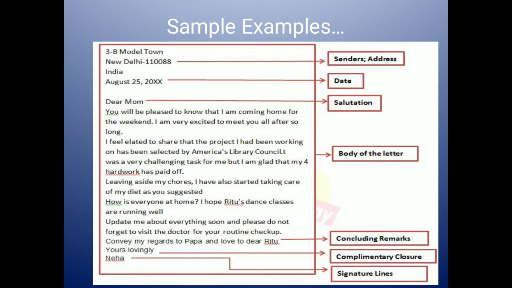So here also remember, we had mentioned to convey my regards to Papa and love to dear Ritu. Right? So here remember, once again you have to say goodbye in a good way, in a meaningful way. And at last you have to use once again the correct salutation, yours lovingly, right? That is because this is an informal letter, so you can use yours lovingly. But in a formal letter, it's not possible to use this salutation because this is a casual salutation, that is, yours lovingly. In the formal letter, we need to use yours faithfully, yours sincerely, like that.